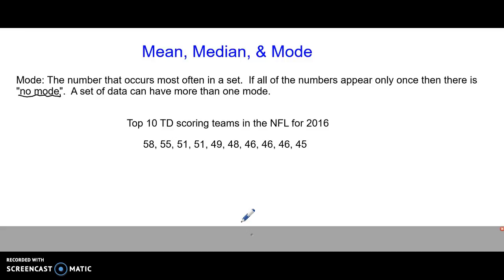So we want to look through the data and we want to identify the number that occurs most often. So 58 occurs once, 55 occurs once, 51 occurs twice. So right now we have 51 occurring most often. 49 and 48 occur only once. But now when we take a look at 46, 46 occurs 3 times, and then 45 occurs only once. So since we have 3 46s in the set of data, so we have 3 teams that scored 46 touchdowns, we would say that the mode of this set of data is 46. It's the number of touchdowns that occurs most often.